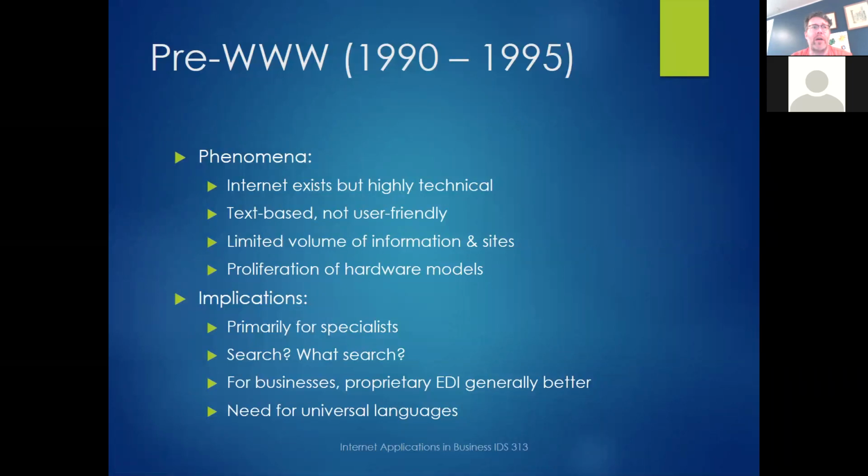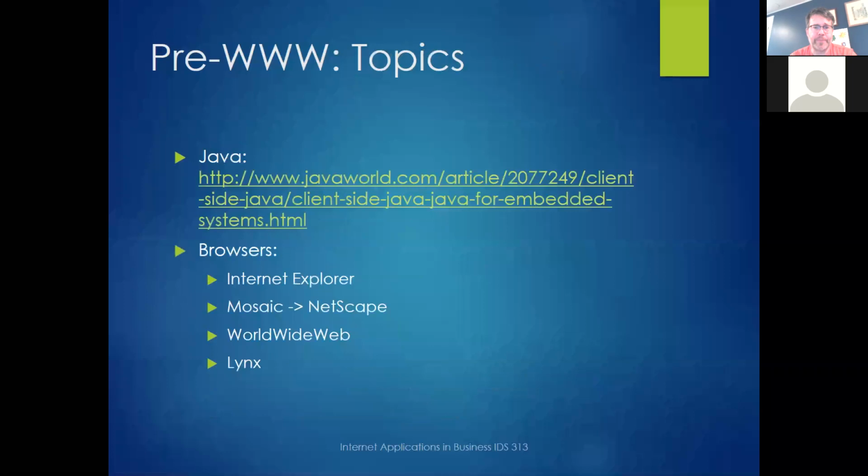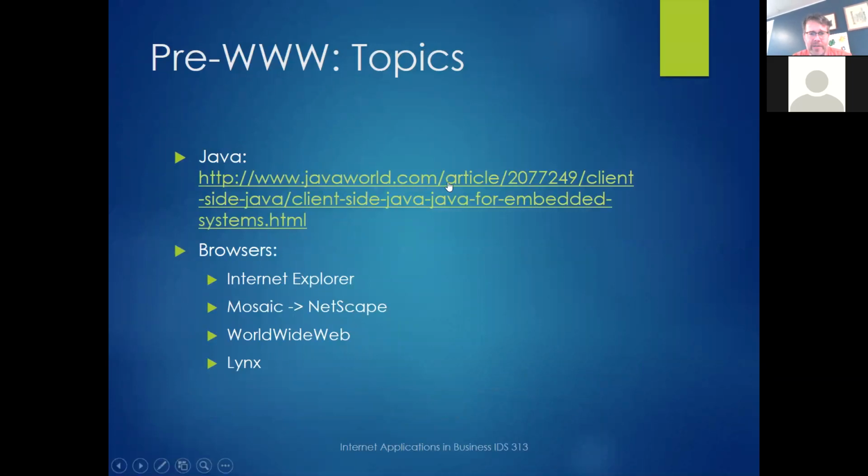If you wanted to, say, run an application through the internet, you needed to have that written in some kind of language where it could run on any machine. So key things. Number one, Java. Again, if you've taken IDS 201 from me, you know some of this already.